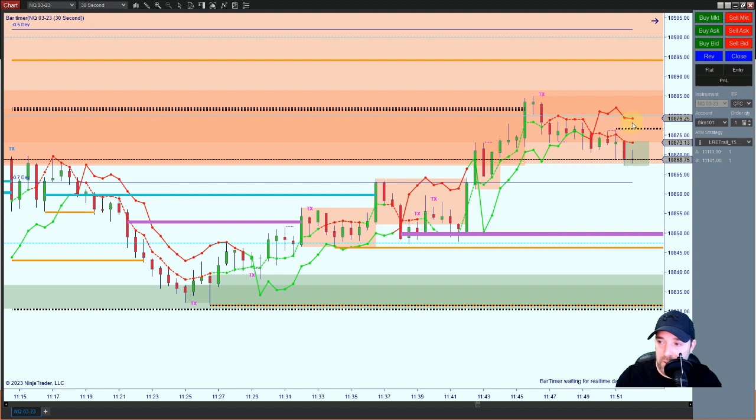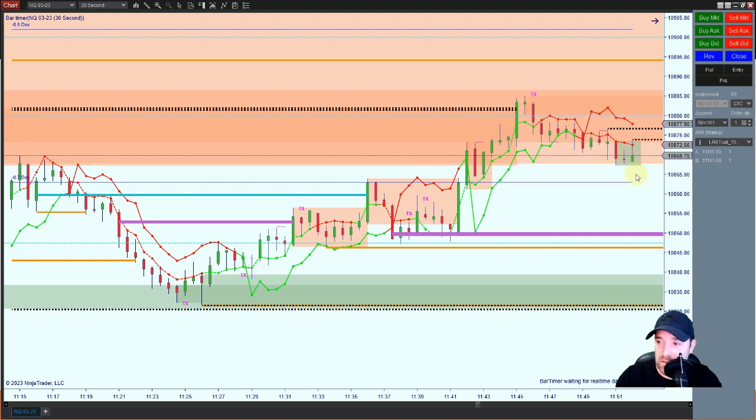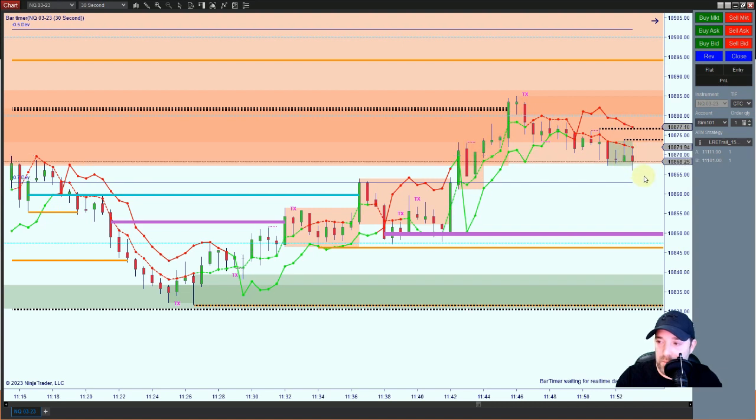Didn't break it, so now we need 2 lines to angle down again. Okay, these are pretty much angled down here. We need to break the bottom. There it goes. It broke the bottom. Now that's an entry. 1 to 2 ticks below that, there's an entry.